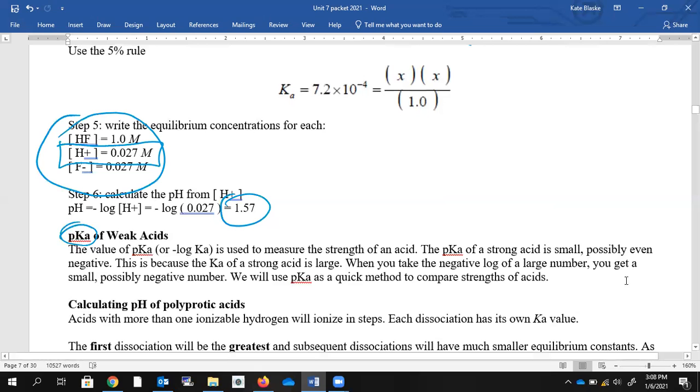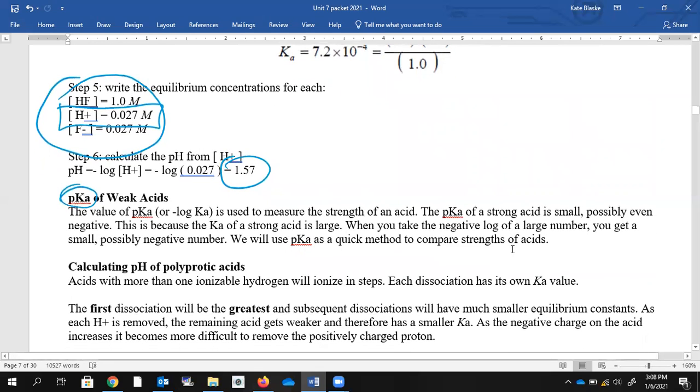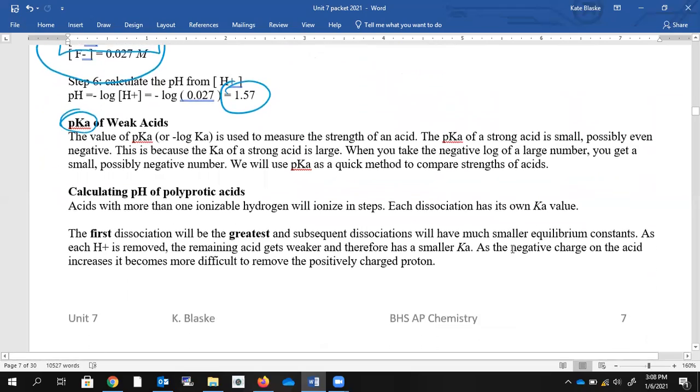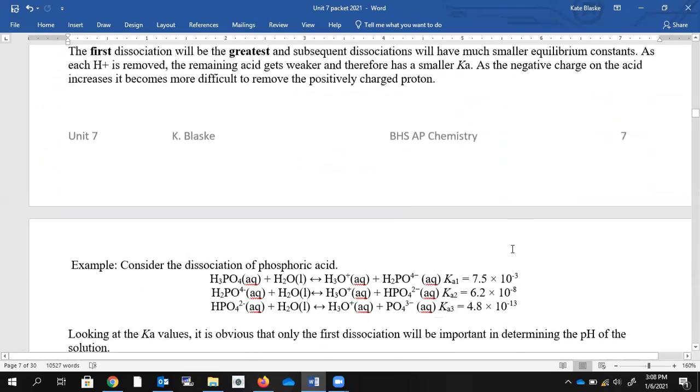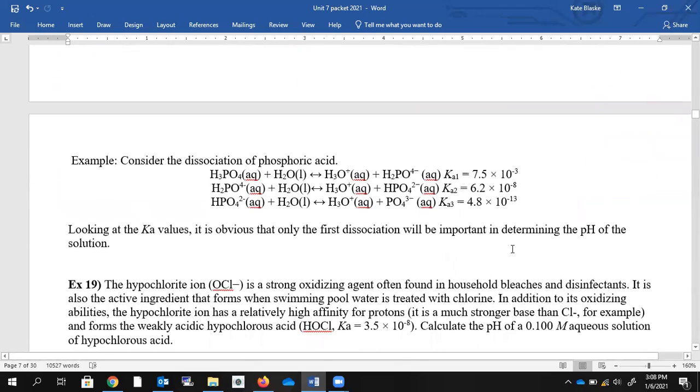We also can use this idea of Ka's to calculate the pH of polyprotic acids. Remember that we talked about polyprotic acids as being acids that can donate away more than one proton. So for example, I have the dissociations of phosphoric acid here on page 8.